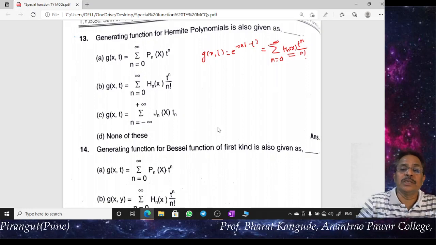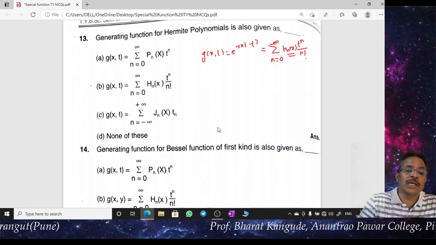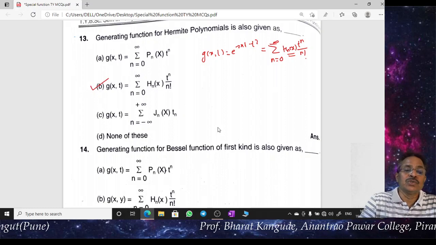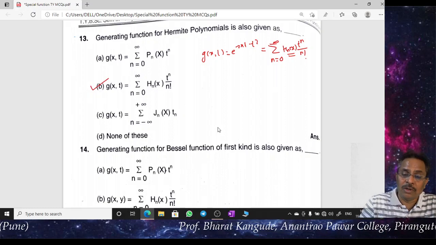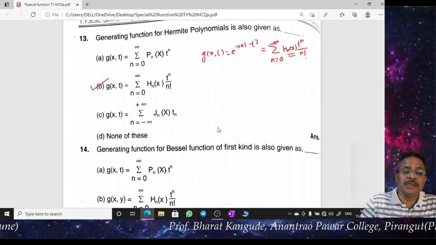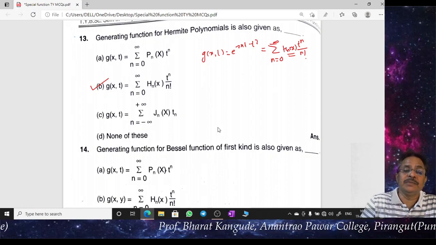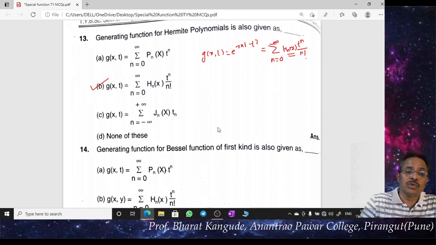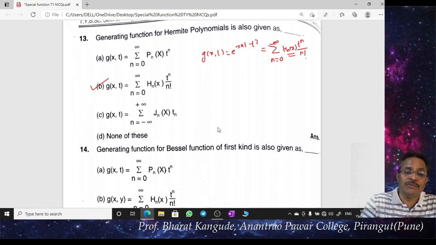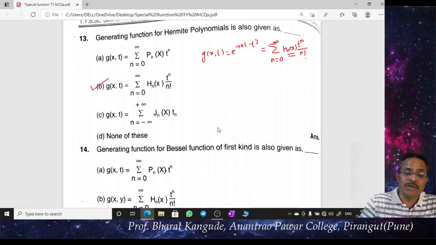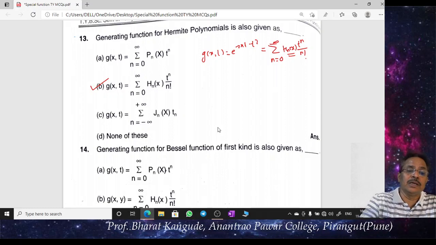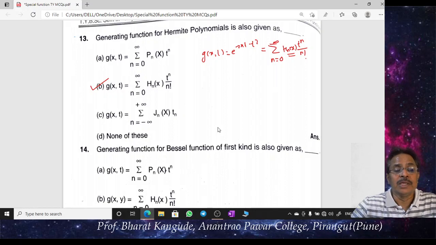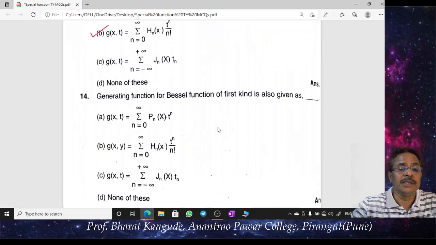These are the polynomials, Harmonic polynomials, and therefore the correct option is B. So A is applicable for Legendre, C is applicable for Bessel, but in this case n varies from minus infinity to plus infinity, whereas in both of these cases n varies from 0 to infinity. So the positive and negative values of n are to be taken here. Here only positive values of n are taken in both options A and B. So the correct option for question number 13 is B.